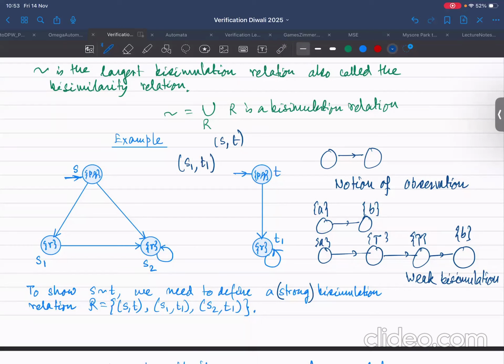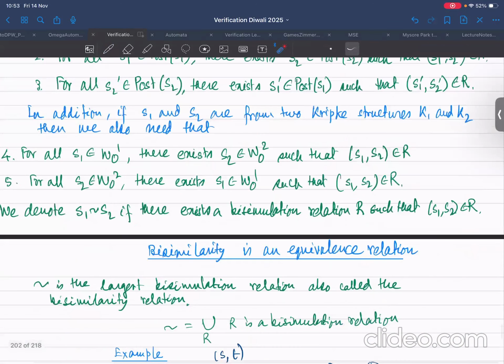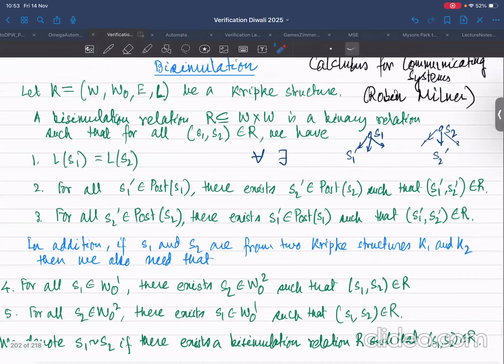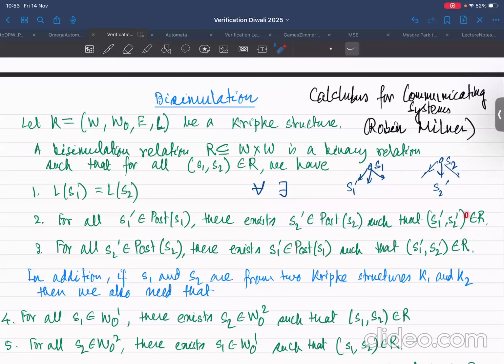Now the question I would like to ask you: suppose the game starts from S comma T and evolves to S1 comma T1. What should be the next move? The game should continue forever, because this is like a bisimulation relation where we say you go to S1 prime, S2 prime, and this belongs to R. In order to show that this belongs to R, the game has to continue from here.